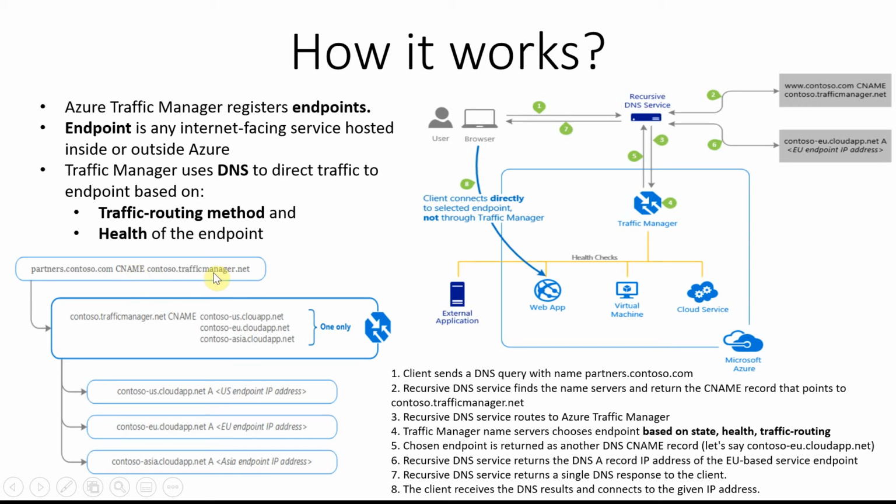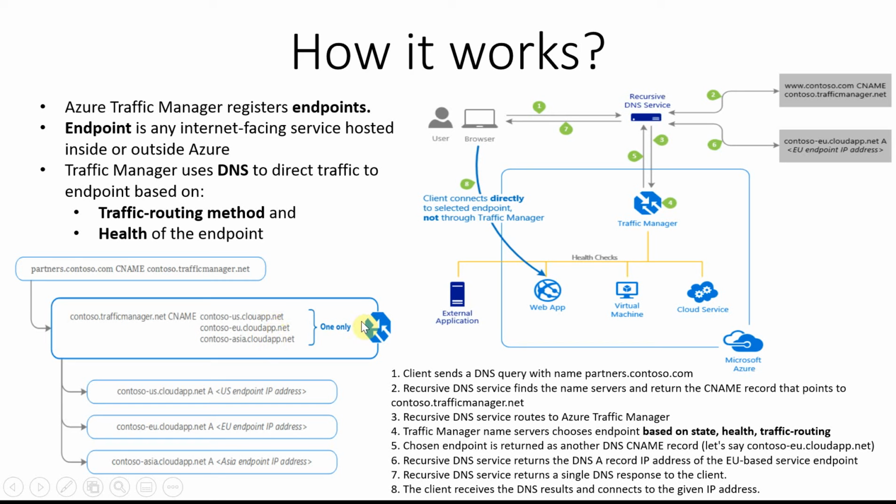So when traffic is coming to this, you want to route the traffic to one of the three regions, and each has a unique IP address. US will have a US IP, EU has an EU IP, and Asia has an Asia IP. So how this works is, when you hit a domain name, the traffic will come to traffic manager. Traffic manager has to decide one out of these three and route the traffic.